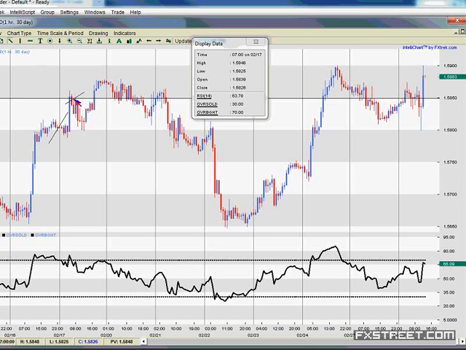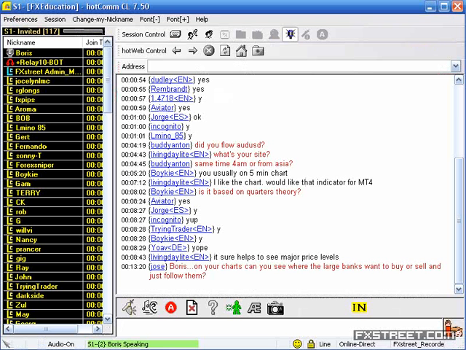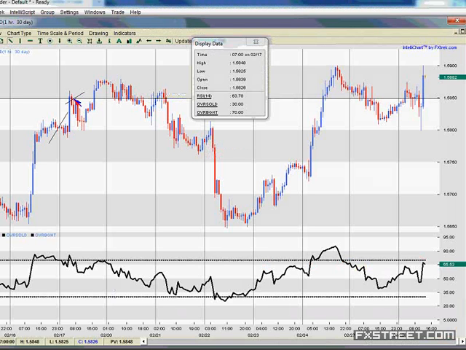Jose is asking me on your chart, do I see what large banks want to buy or sell, or just follow them? I don't think anybody can see what large banks want to buy or sell and just follow them, because every bank holds that information securely on their own desk. It's proprietary information. I don't think it's really important. Even if one bank wants to be a buyer, there could be another bank that's a seller.